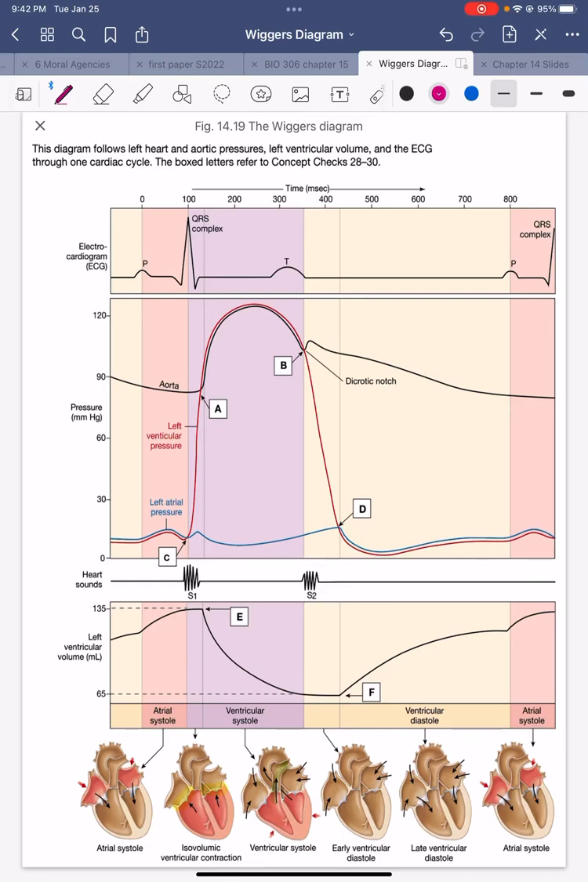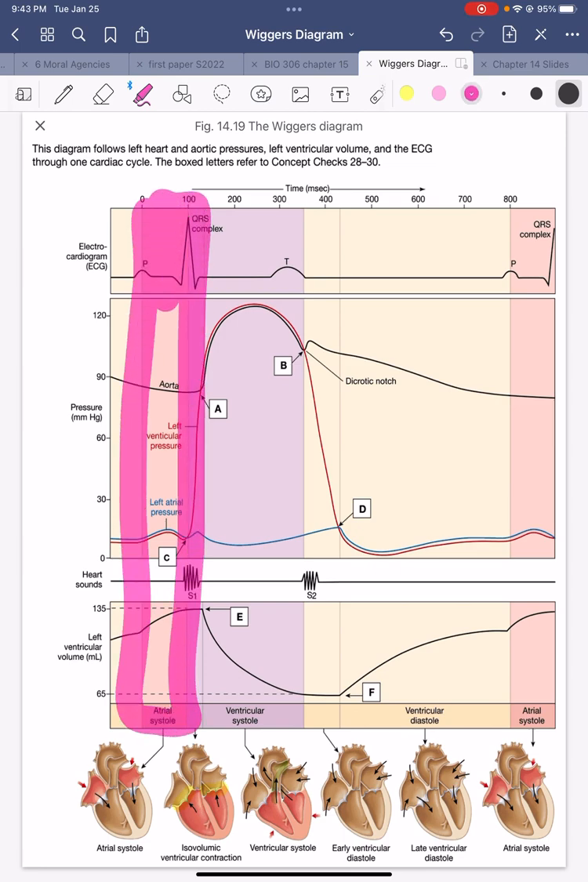My name is Olivia, and I will be explaining the Wiggers diagram. This diagram, shown on the screen here, is an illustration of the cardiac cycle during the events that take place during a single heartbeat. Starting from the beginning of the cardiac cycle, we will first focus on this red-colored section of the diagram. I will highlight it right now.